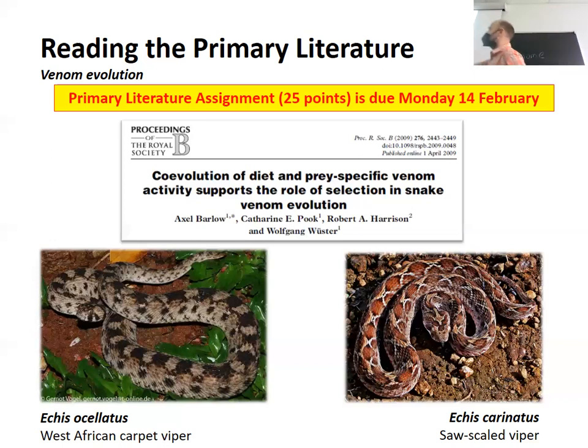I wanted you to see what these guys look like. Basically, what they did is they looked at the diet of these guys in the wild, and then they used the venom on different prey items and saw the relationship between the venom and the prey item.